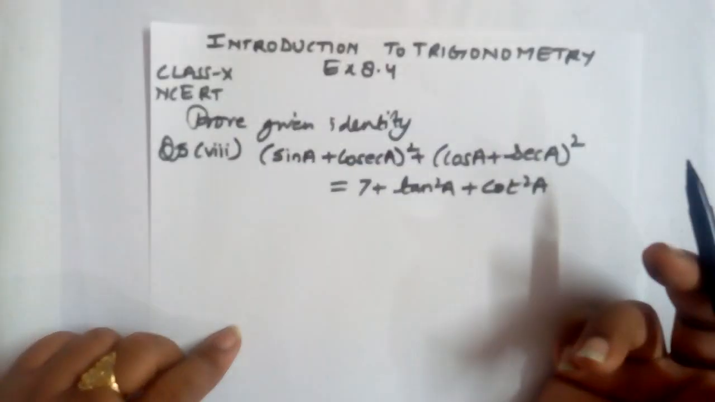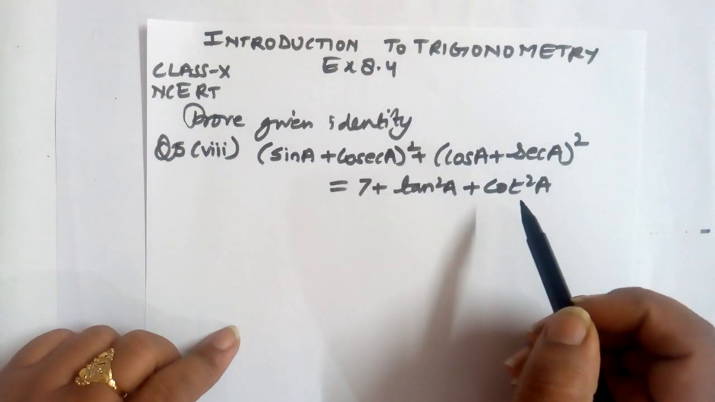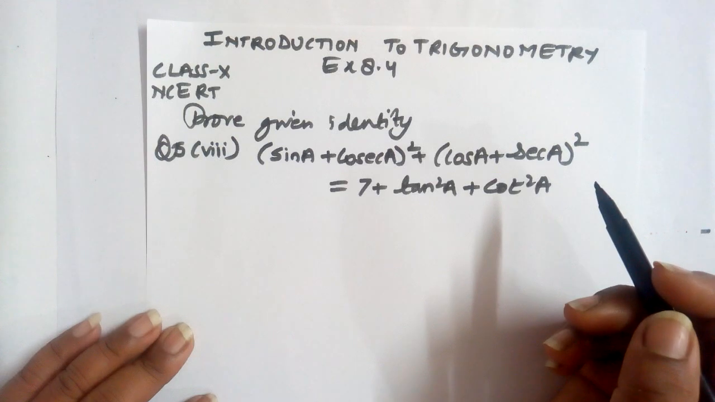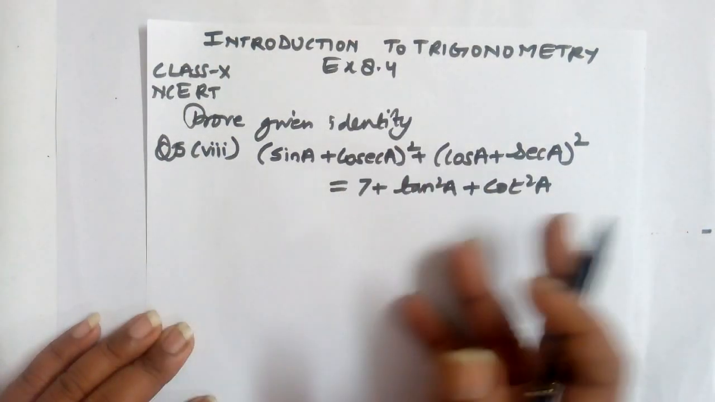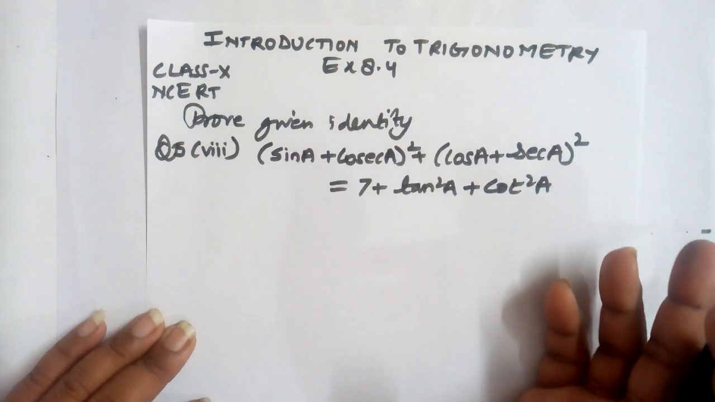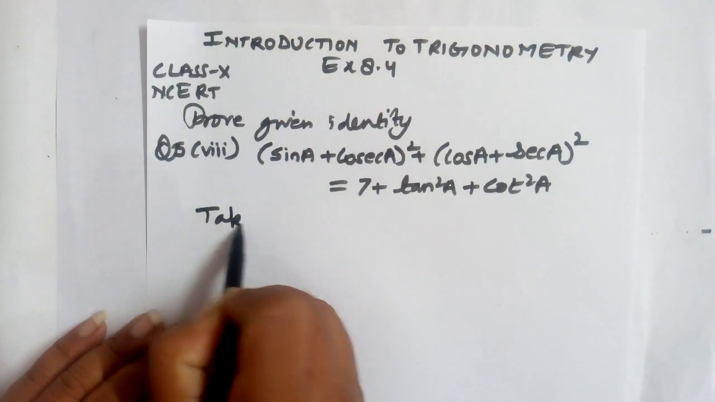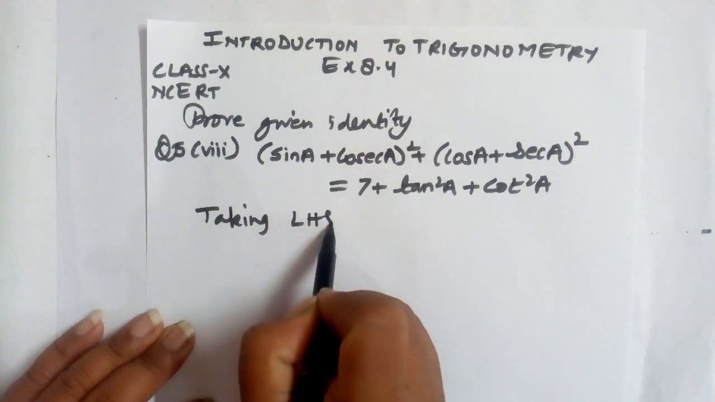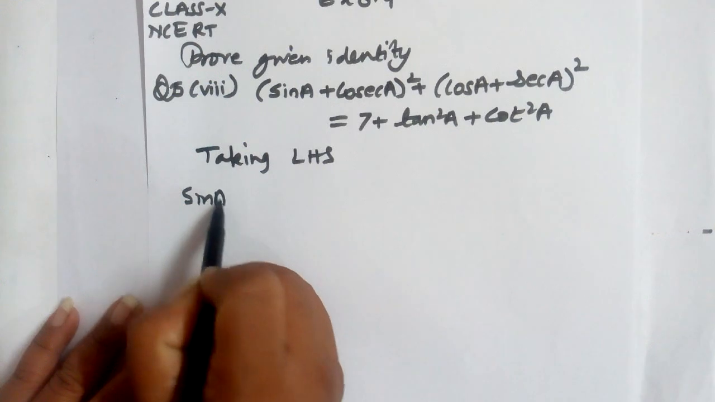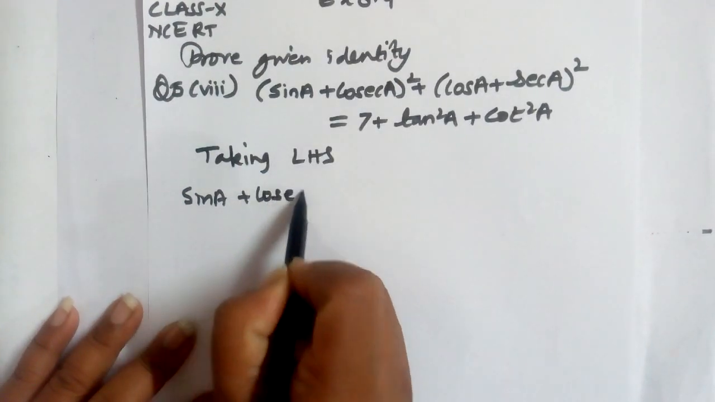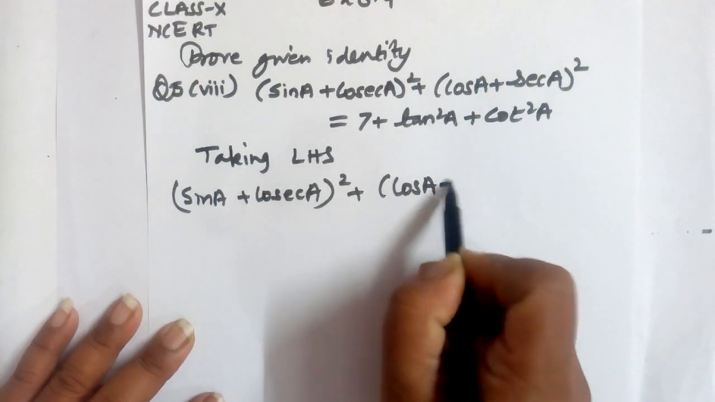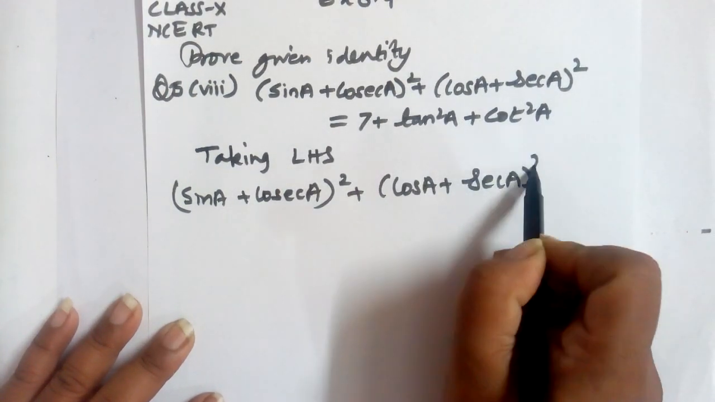So as we all know, when we need to prove such type of questions, first of all we have to take the left hand side, and we will do all the operations that are required, and we will equate with the right hand side. So taking LHS, that means left hand side, (sin a plus cosec a) whole square plus (cos a plus sec a) whole square.